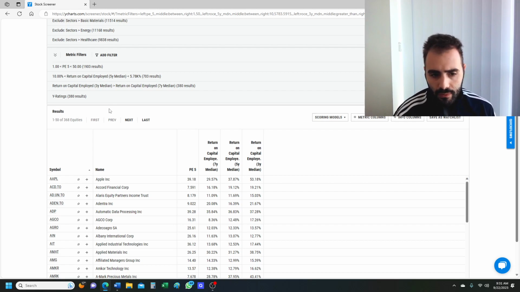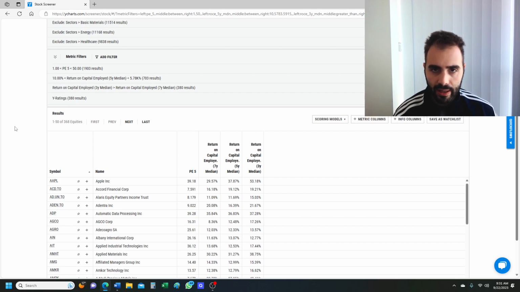Important to note, I haven't done any sort of balance sheet checks or anything like that, which probably would be a good idea because we don't want companies that have huge amounts of debt or anything like that.